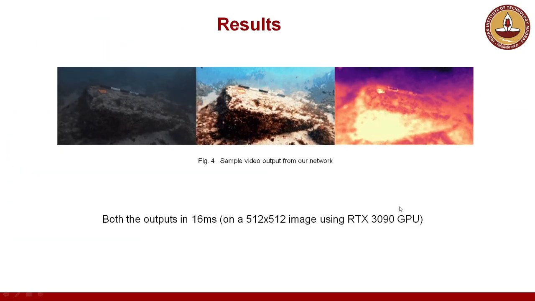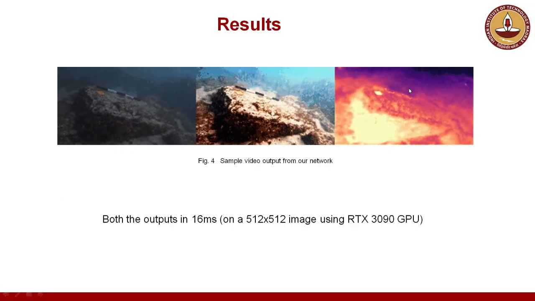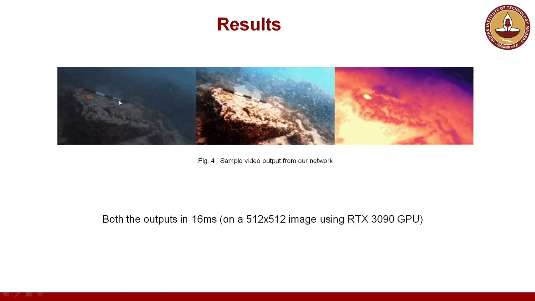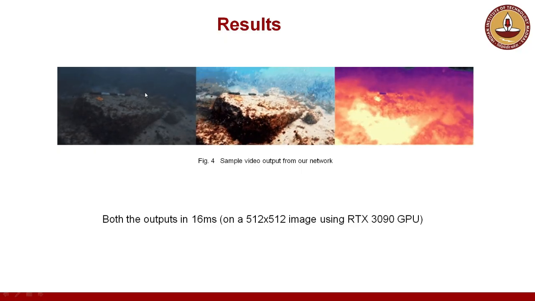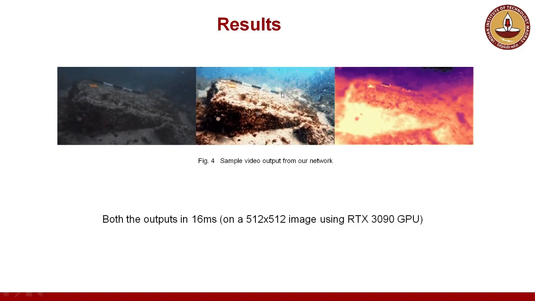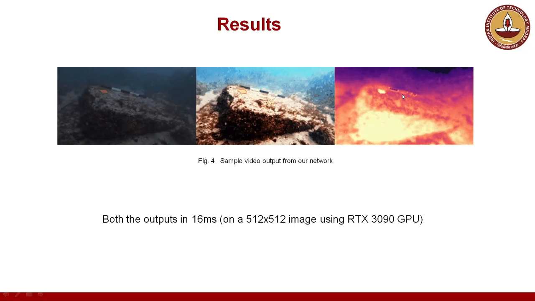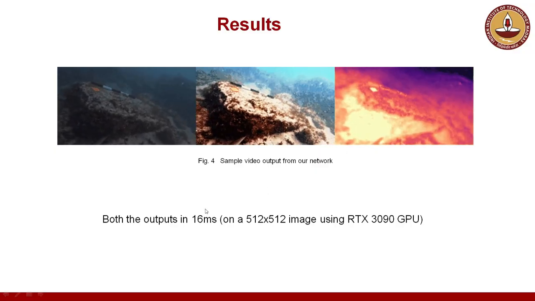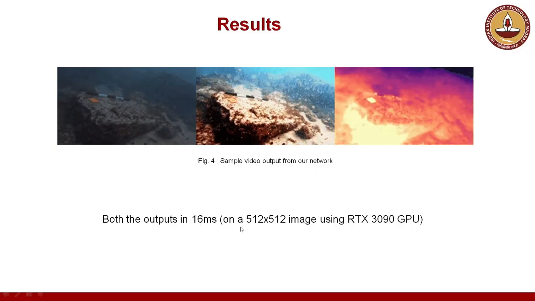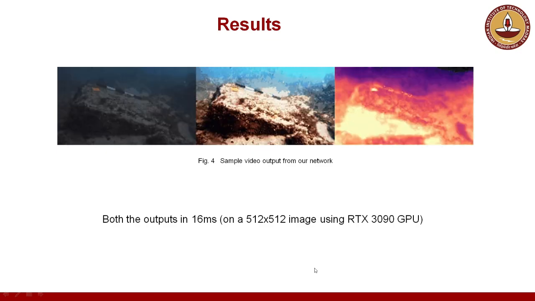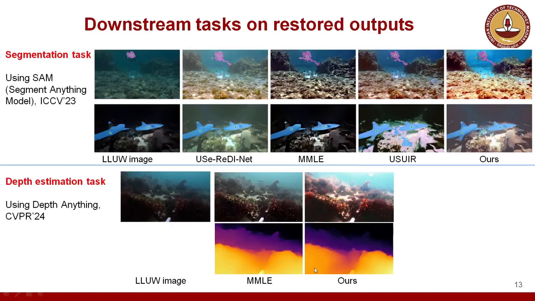And this is one example of our output for a video sequence from our dataset. Here the first image is the low light underwater image, the second image is the restored image, and the third image is the depth obtained. So both outputs in 60 milliseconds for a 512 by 512 image run on an RTX 3090 GPU.